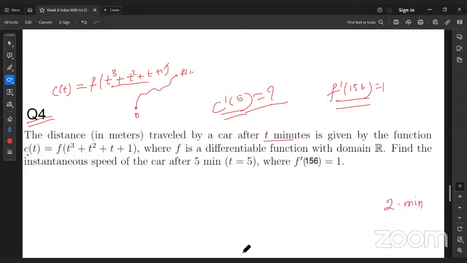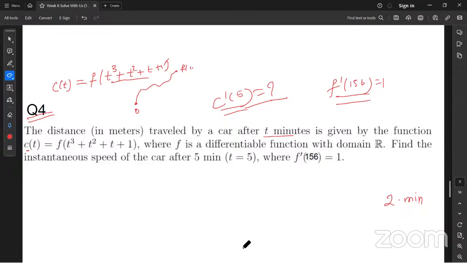Basically, any one of you please tell how to solve this. Yes, sir. Just differentiate the function C(t) with respect to t. Okay, so 86. Someone is getting 86. Okay, Bhumika will check.